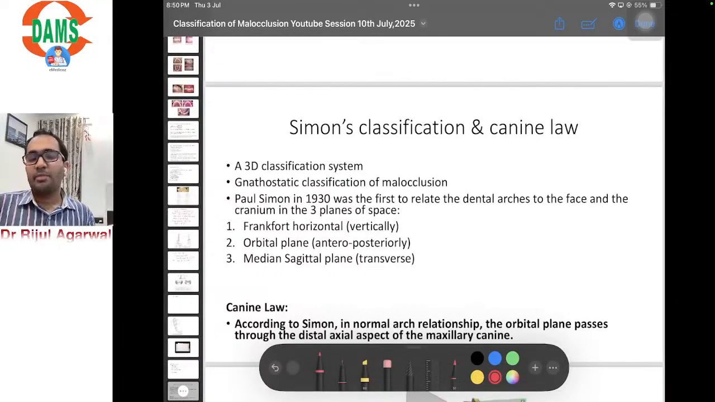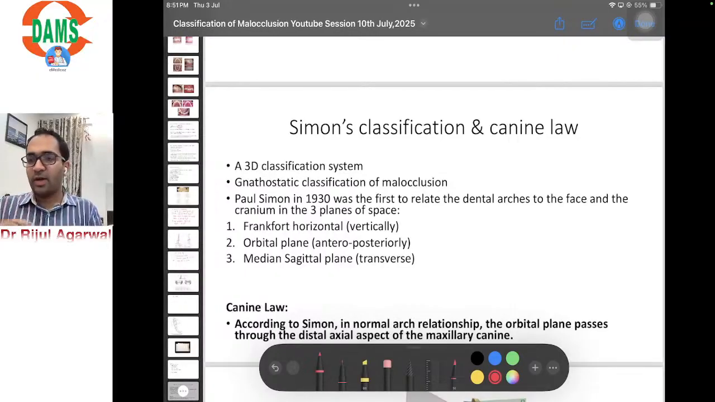Next is Simon's classification and canine law. Till now we were relying solely on position. Angle was relying on the permanent first molar as the sole basis behind his classification. Why the first molar? I've already told you from our lecture on cephalometry, because of the presence of the key ridge in that region, which was given by Atkinson, if you remember.